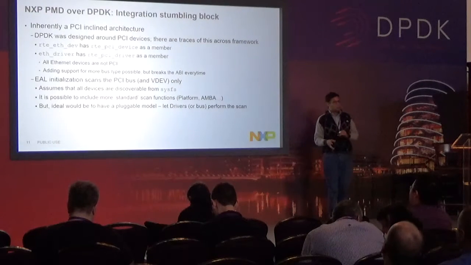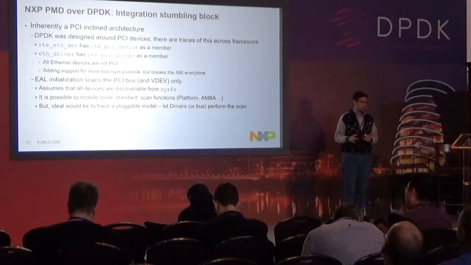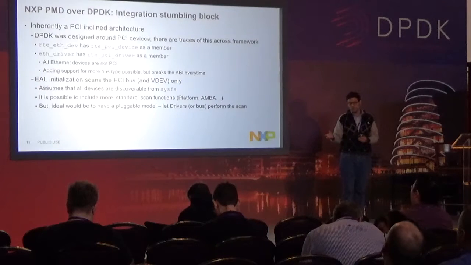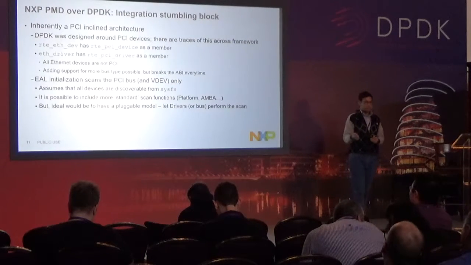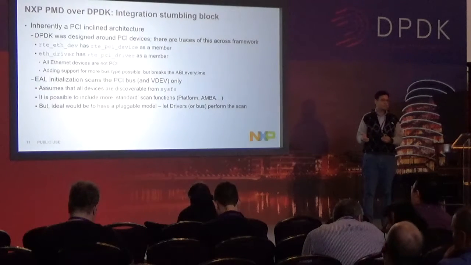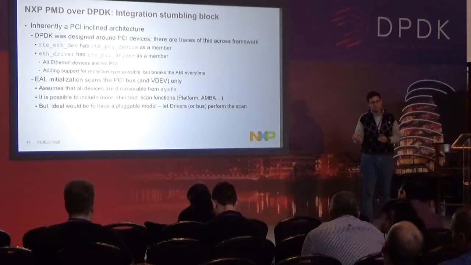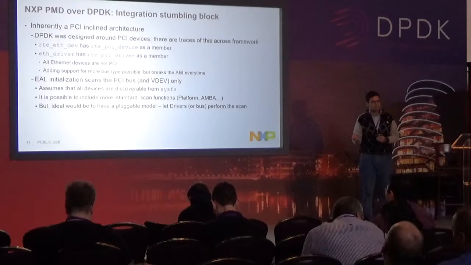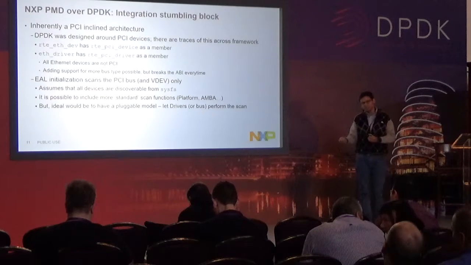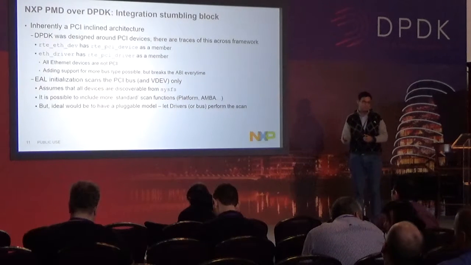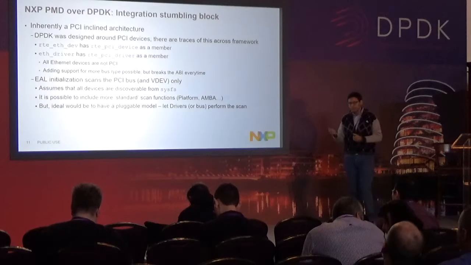DPDK has always been inherently PCI specific. I mean, it was built around Intel's devices, it still remains PCI specific. If I show you some examples, the ETH device and the ETH driver, the Ethernet device and the driver, they embed the PCI device and driver respectively. So does that mean an Ethernet device has to be a PCI device? But that's not right. I have an example here, which is an Ethernet device that is not a PCI device.